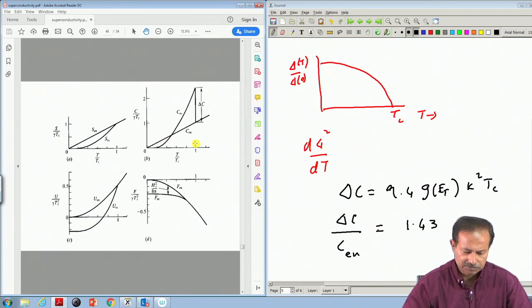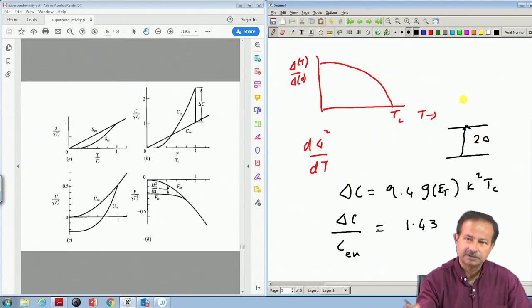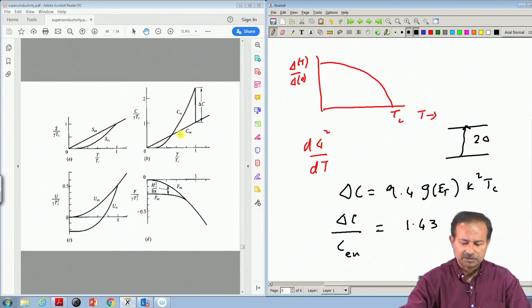Okay. So, the idea is that since you have a gap, you have to excite the quasiparticles across the gap, and that has a temperature dependence, and that gives rise to this coming down of the specific heat as a function of temperature.